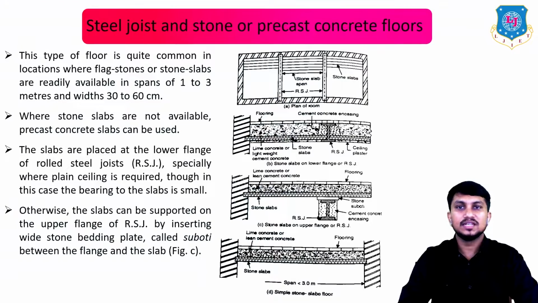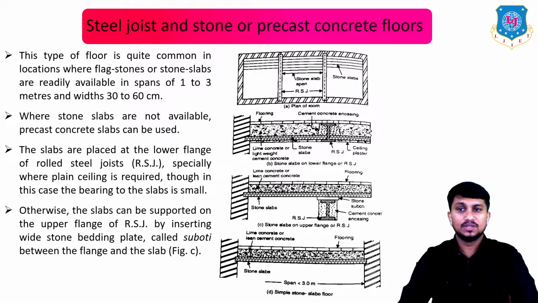Starting with steel joist and stone or precast concrete floors. This type of floor is quite common in locations where flagstones or stone slabs are readily available in the span of 1 to 3 meter and width of 30 to 60 centimeter. You can clearly see in the plan the number of stone slabs are laid in a particular span.